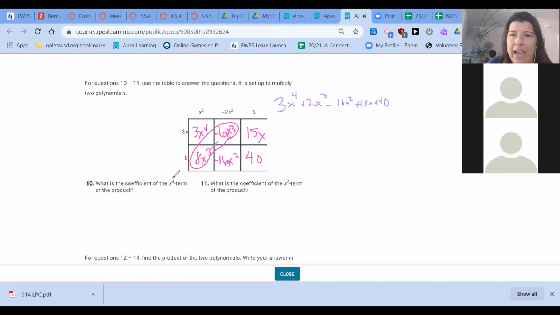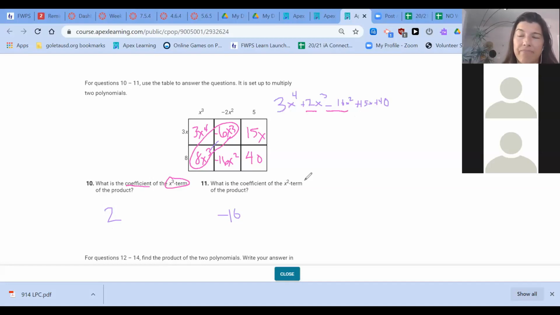What is the coefficient of the x cubed term? X cubed term, so the coefficient, so that's the number in front. Nice, positive 2. I agree. All right, what is the coefficient of the x squared term of the product? Good, negative 16, good. And on this, you don't have to put a plus in front of the 2, you can, but in the absence of a sign, it's positive. Good, that looks great. All right, questions on that one?